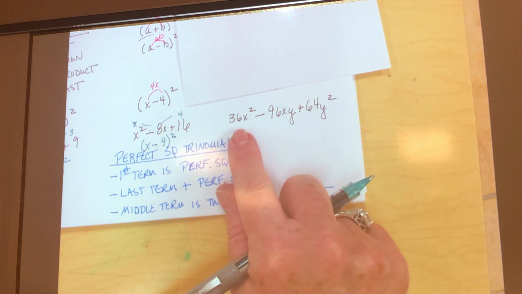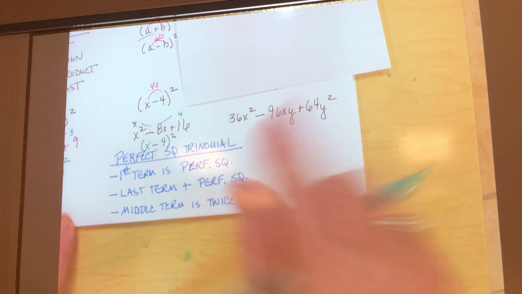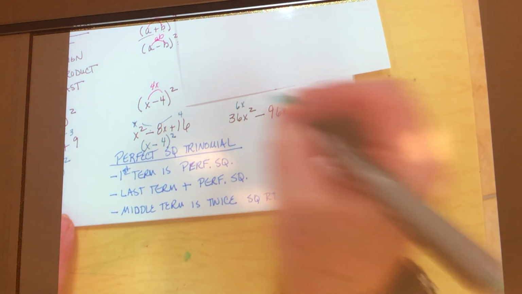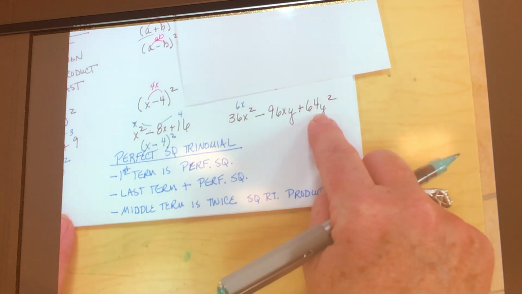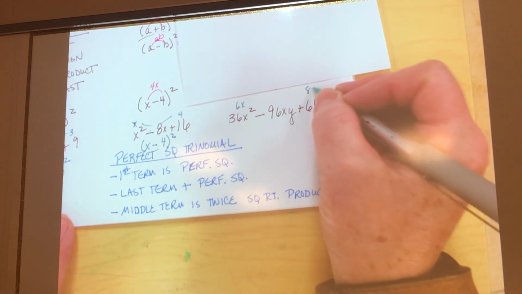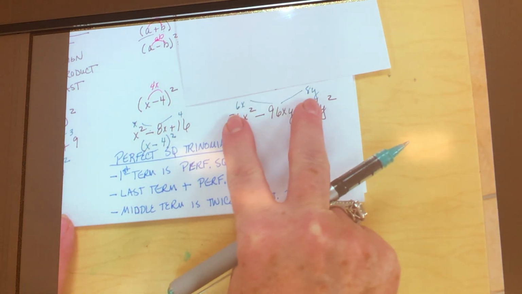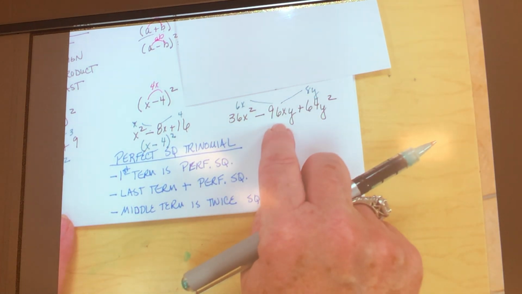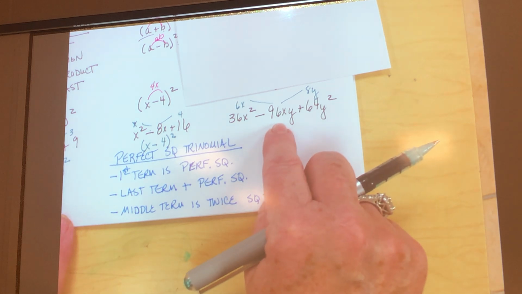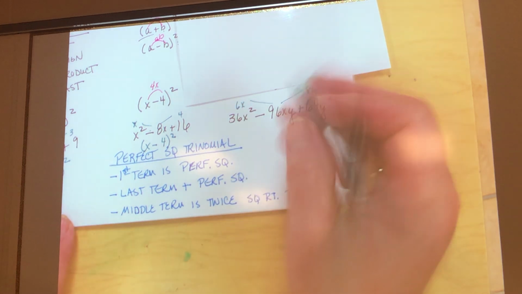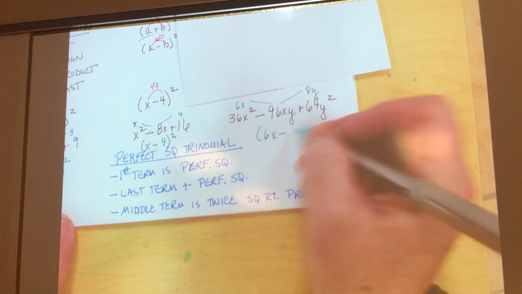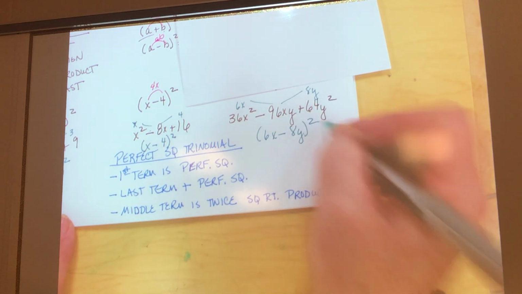Is this guy a perfect square? Yes. Of what? 6. Is this guy a perfect square? Yes. Of what? 8. Is this guy twice their product? Well, 6 times 8 is 48. Yeah. 48 times 2 is 96. So what does he factor into? 6x minus 8y squared. Very good.